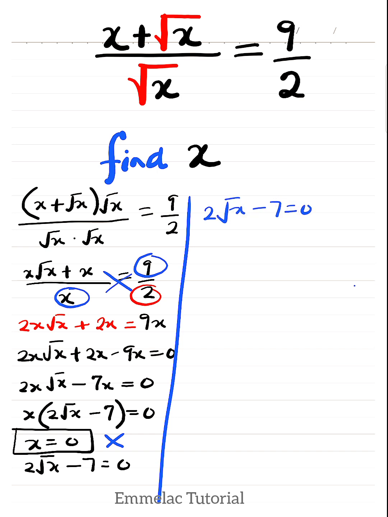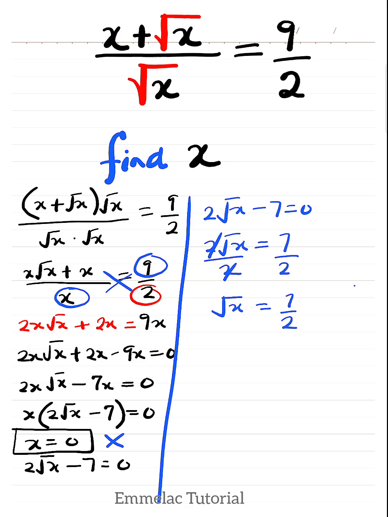Okay, so let's then work with the second one, which is 2 root x minus 7 equals 0. Let's add 7 to both sides. You have 2 root x equals 7. Let's divide both sides by 2. So this clears up this. We are left with what? The root of x equals 7 all over 2.